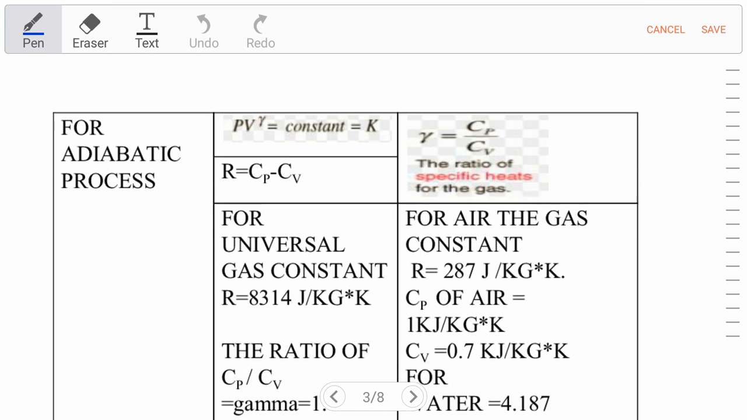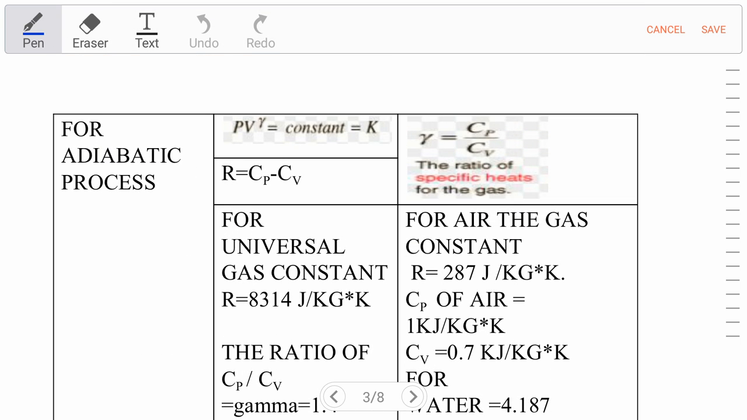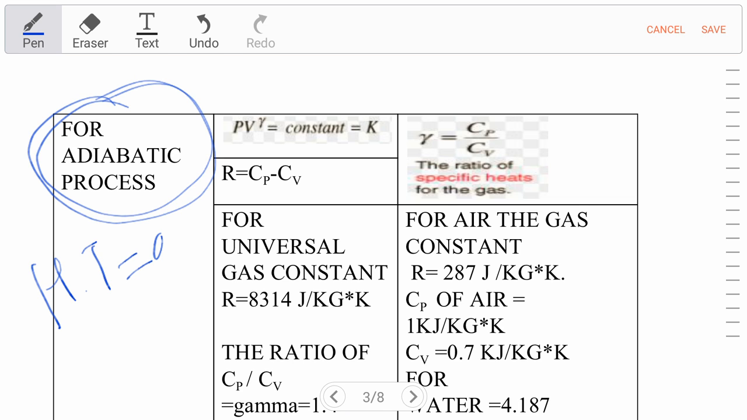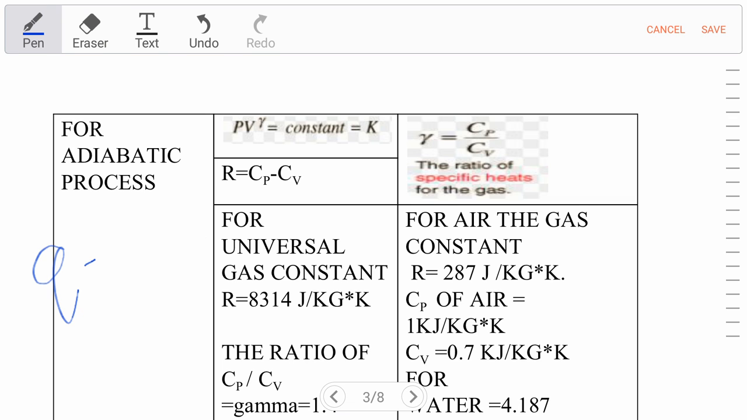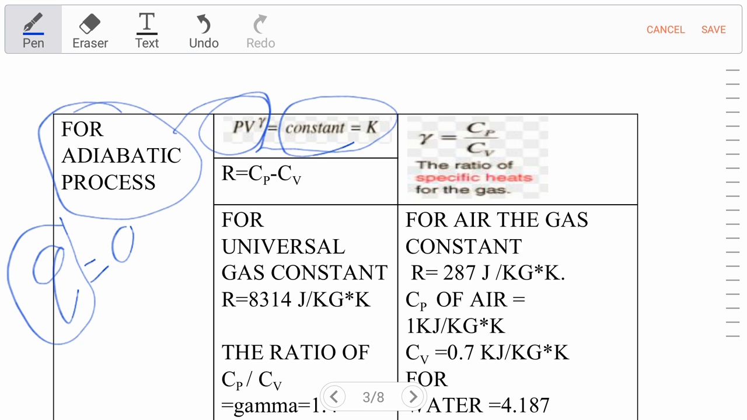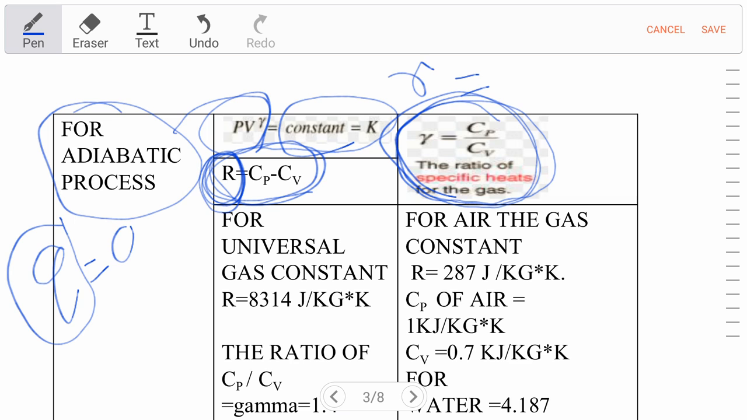Let's move to the next information, which is very important from an exam MCQ point of view. For adiabatic process, as we know, heat transfer is zero. Keep in mind, for adiabatic process Q is equal to 0, where Q represents heat. Now for adiabatic process, PV raised to gamma is constant. Gamma is the ratio of specific heats. Now the difference of specific heats is represented by R. R is also the universal gas constant, and the value of R is 8314 joule per kg Kelvin.